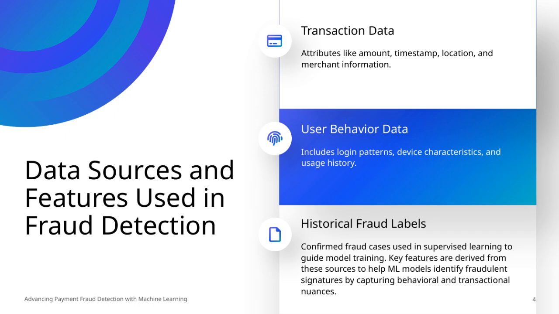Next, we consider user behavior data, such as login patterns, the types of devices being used, and the user's typical activity history. This helps us understand what's normal for each individual, making it easier to detect suspicious changes. Finally, historical fraud labels play a key role. These are confirmed cases of fraud that we use to train our models through supervised learning. By combining these sources, we extract key features that capture both behavioral and transactional subtleties, enabling our machine learning models to recognize patterns indicative of fraudulent activity.